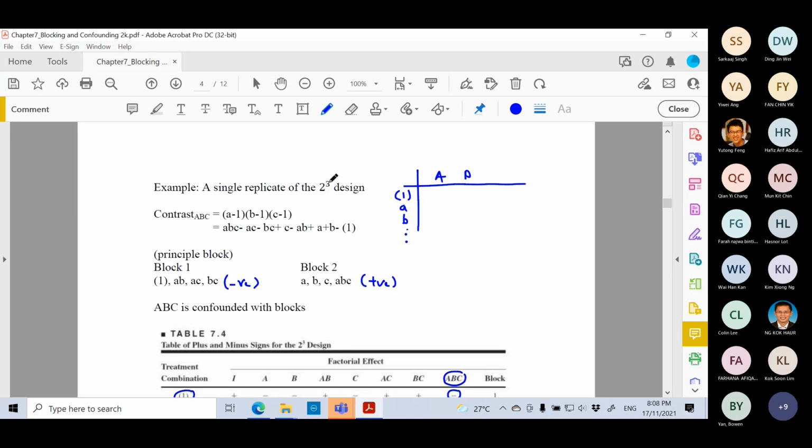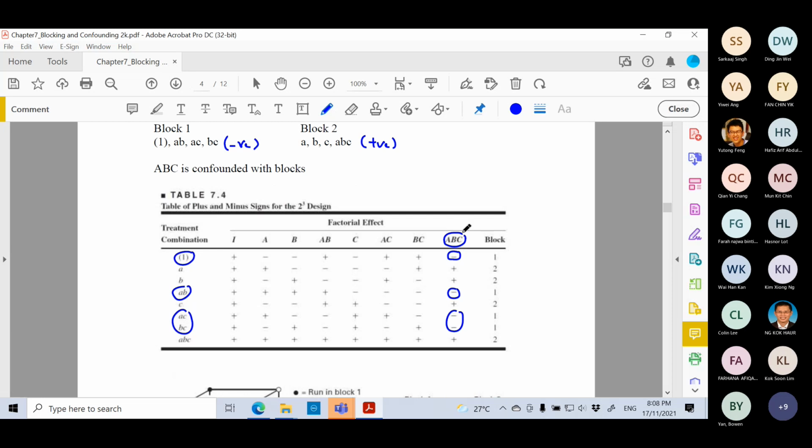If we have a 2 power of 3 fractional design and want to do the confounding, then we can use the ABC to do the grouping. We can refer to this table. If I want to confound it with the ABC, then I group those of the negative together, those of the positive together. So this one is the first block, this one is the second block. This means that ABC will be confounded with the block. In other words, the ABC information you can't retrieve anymore, because you run fewer treatment combinations within the block, therefore you will lose the information here.